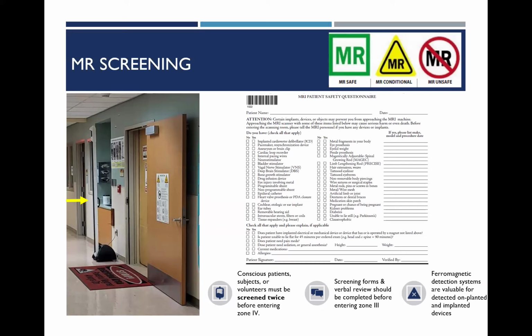Prior to entering Zone 3 and 4, patients and subjects are screened for the presence of any device or implant that is not MR conditional. This is an example of a patient screening questionnaire, and the exact layout will depend on different sites.